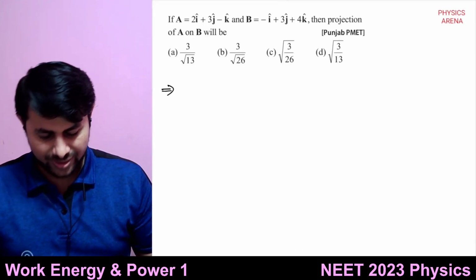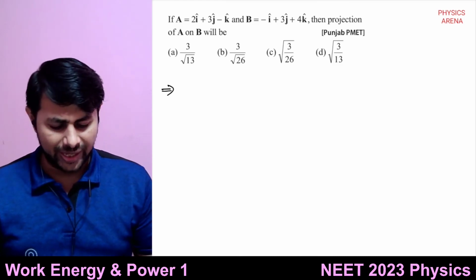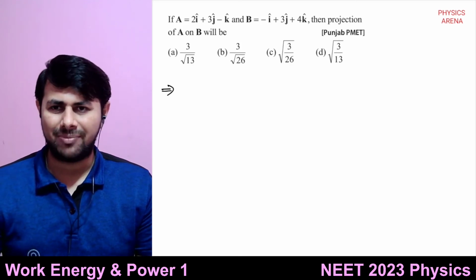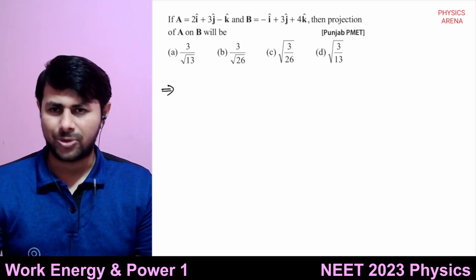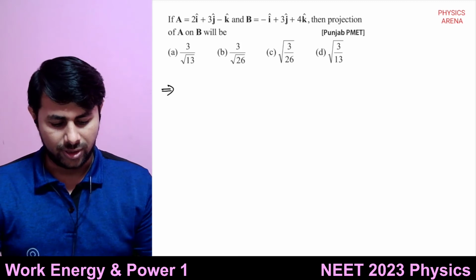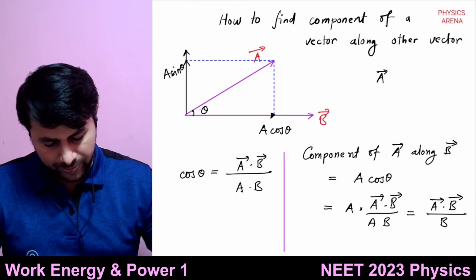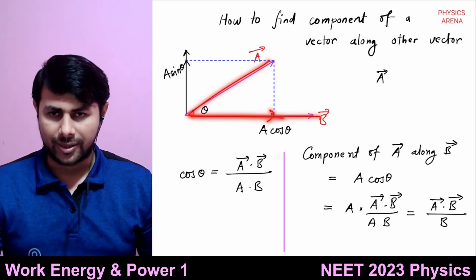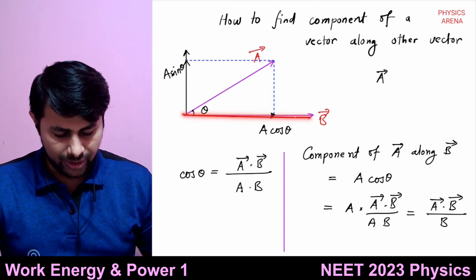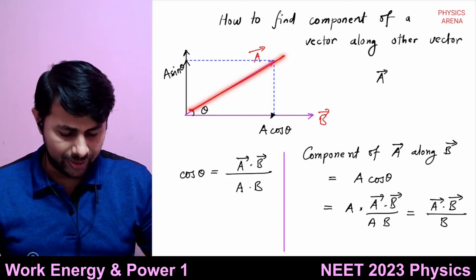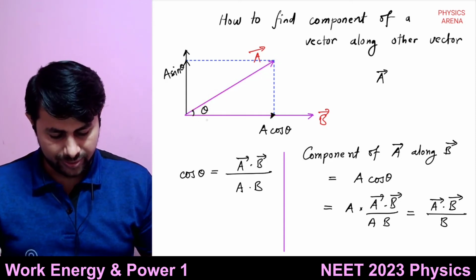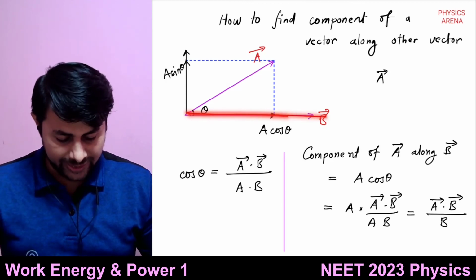So here, the component or projection of A bar on B bar. This is another name for finding out the component: projection of A bar along B bar. So projection means what? Component only. Or you can say this is the projection of A bar on B bar. If you keep a mirror over here, how much will be the length of A bar in that mirror? It is known as the projection of A bar, on that mirror, or you can say in this direction.